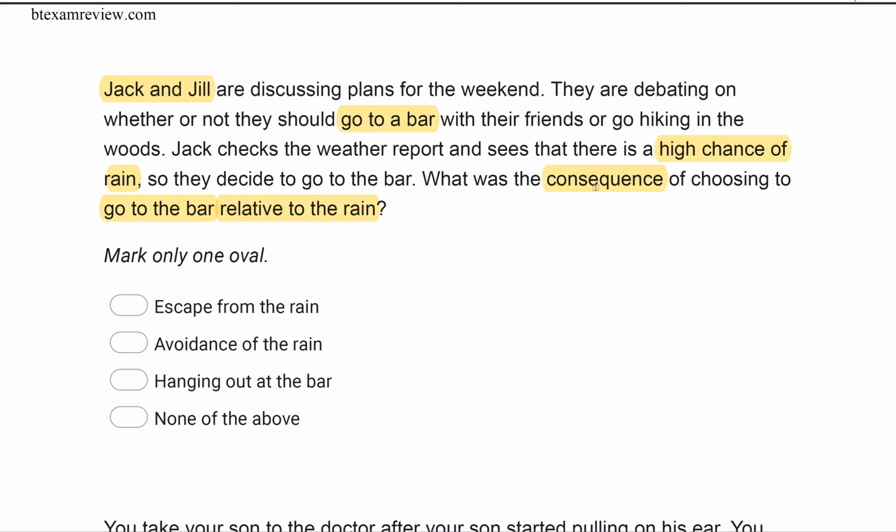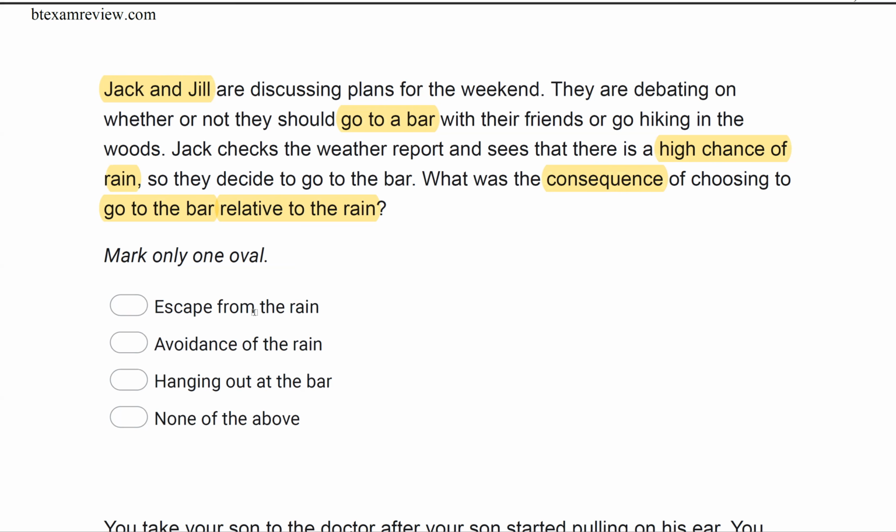So by choosing to go to the bar, what have Jack and Jill done relative to the rain? Well, they've avoided the rain, okay? And if you look at A, escape from the rain, you might ask, well, what's the difference between escape and avoidance? And when we talk about functions, usually we just say escape, but there is a difference. Escape is when a stimulus is already present, and then you're able to get away from it or remove it. Avoidance, you're avoiding the presentation of the stimulus.